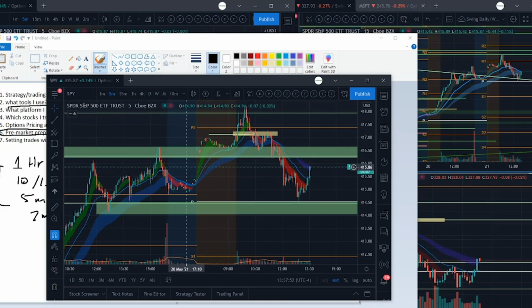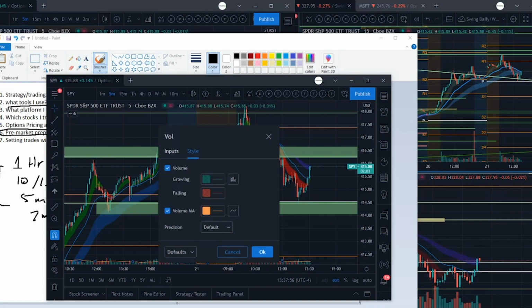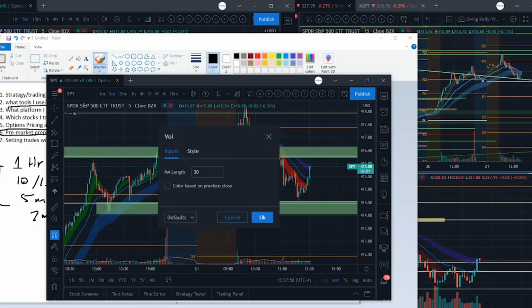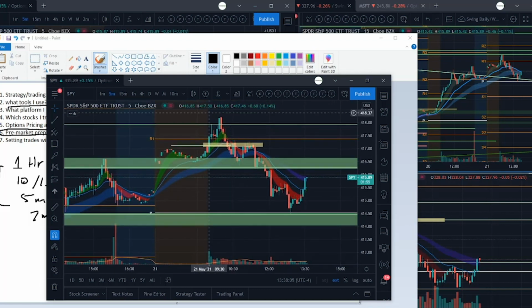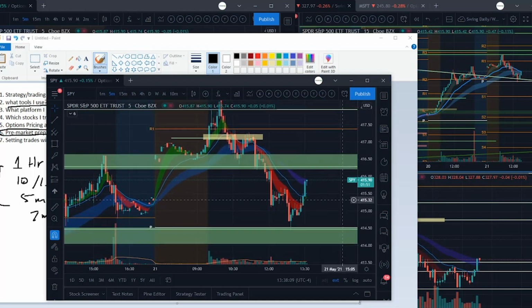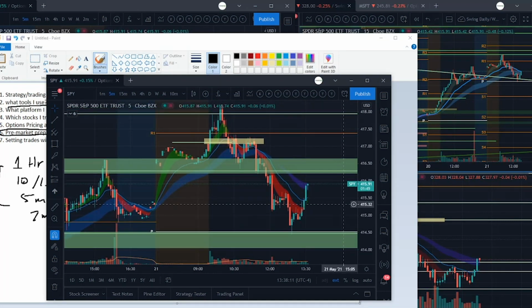Now, with these tools, I also have volume at the bottom and a volume EMA. My volume EMA is, I think, 20. So either 20 or 9. I like 20, I guess. So with all these tools added here, we can start identifying, number one, structurally, and number two, how we can anticipate where our levels are, and so on.